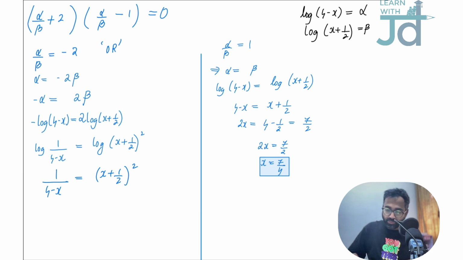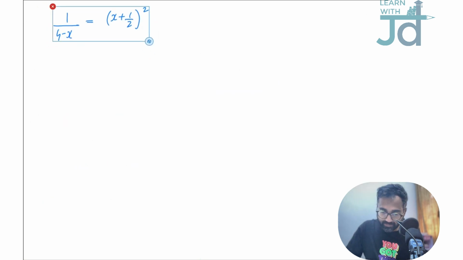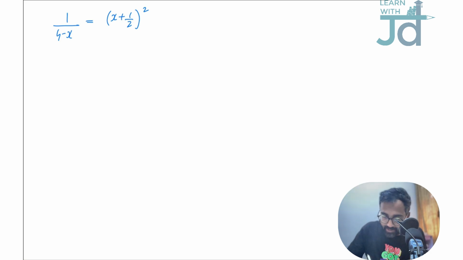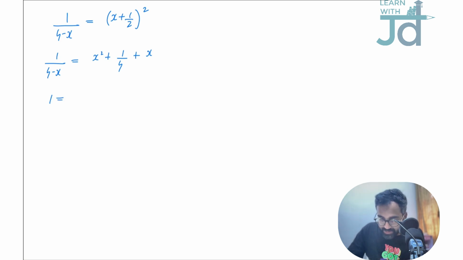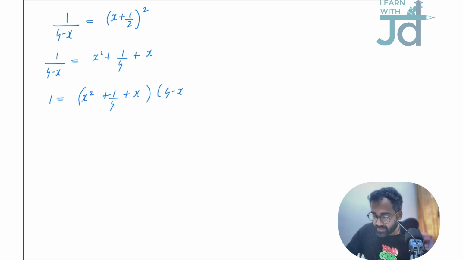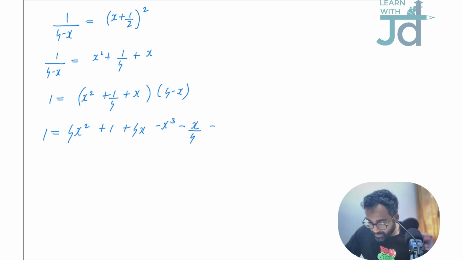Okay, so now we'll have to solve this equation. So let us solve it on this side, a new page. So 1 by 4 minus x is equal to x square plus 1 by 4 plus x. So 1 is equal to x square plus 1 by 4 plus x into 4 minus x. So 1 is equal to, here you will get 4x square plus 1 plus 4x minus x cube minus x by 4 minus x square.